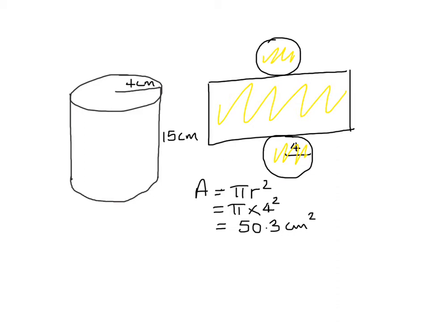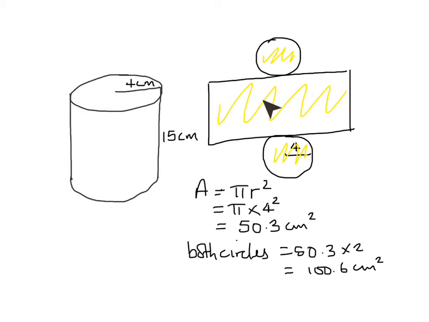But remember that I've got a circle at the top and the bottom. We've just calculated for one circle. So we can say then for both circles, we're going to have 50.3 times 2, which will give us 100.6 square centimeters. Now all we need is the area of this rectangle, and we're done. We can add it with the 100.6.